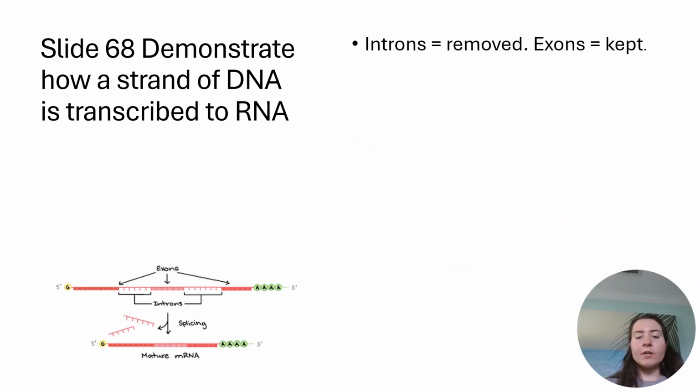67. Demonstrate how a strand of DNA is transcribed to an RNA. Introns equals removed, exons equals kept.